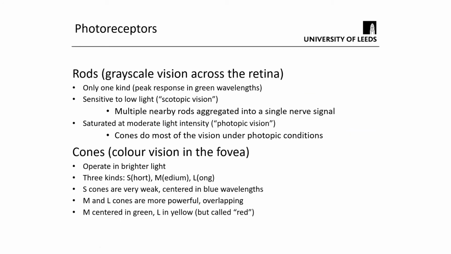So the rods are for grayscale vision and they go across the whole of the back of the eye. They're only sensitive in low light. And then your cones are in the fovea, which is where the high detail vision is. That's where your color vision is. There's something called twilight vision, which is where you switch from your color vision to your grayscale vision. Your grayscale vision dominates without you realizing.